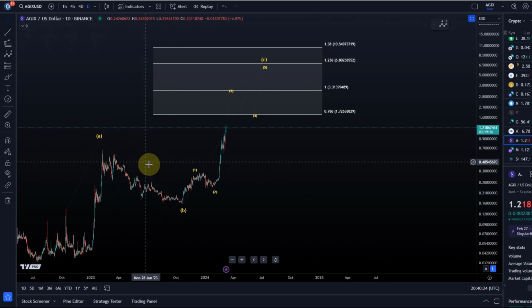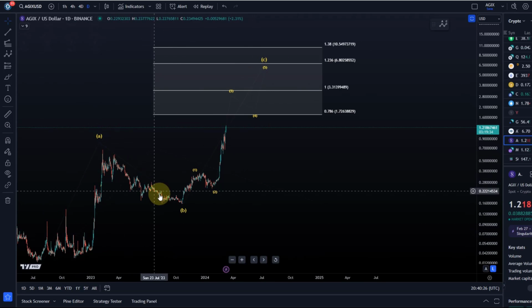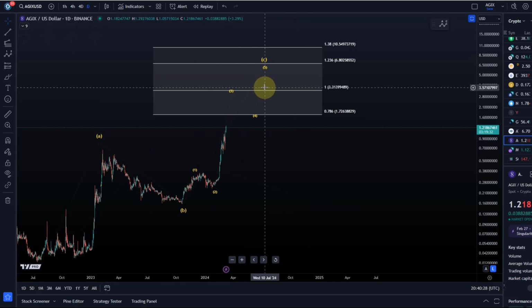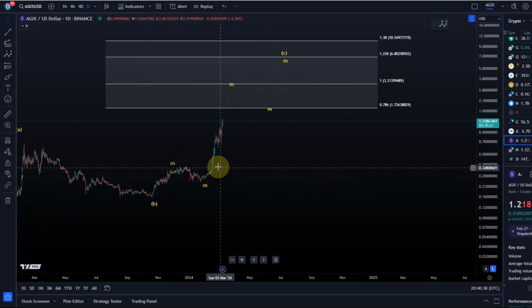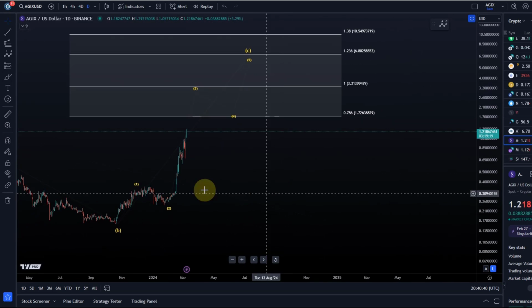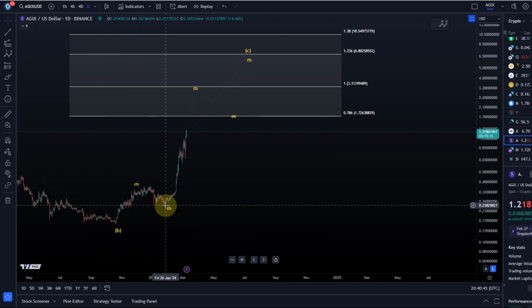This is a chart that doesn't offer great precision, but we can use these structures here to determine these Fibonacci levels. Above $3.31, $6.80. All of them, relevant C wave targets. Now a C wave is a 5-wave pattern. We've completed the wave 1, we've completed the wave 2, we're likely now in the 3rd wave.